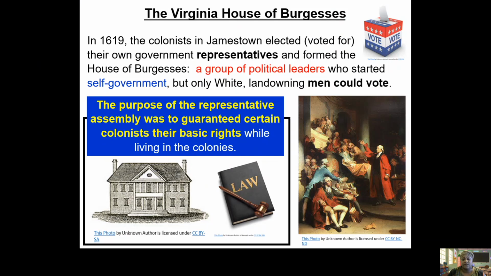Now, the purpose of the House of Burgesses was to make sure that certain people in the colony had their basic human rights protected while they were living in the New World. To be a member of the House of Burgesses, it was only open to white men, but you had to own land. You have to be a property owner, then you were allowed to vote.